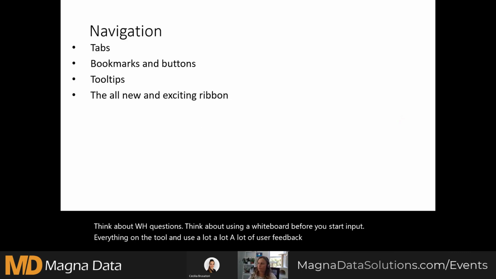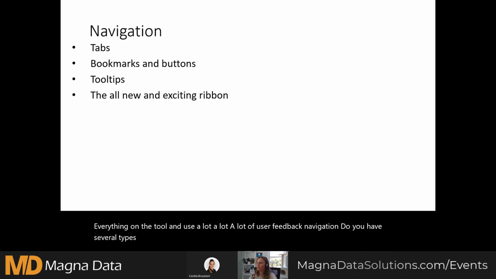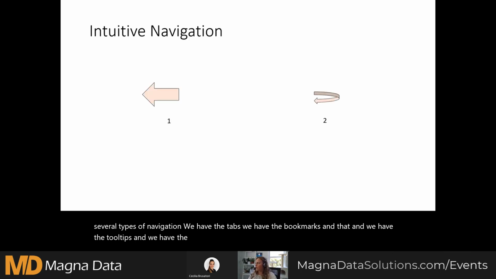Navigation. You have several types of navigation. We have the tabs, we have the bookmarks and buttons, we have the tooltips, and we have the ribbon to navigate us. So in order to see if our navigation is intuitive, which is the back button? Number 1 or number 2? No, come on, just type in the chat. 1, okay, 1.